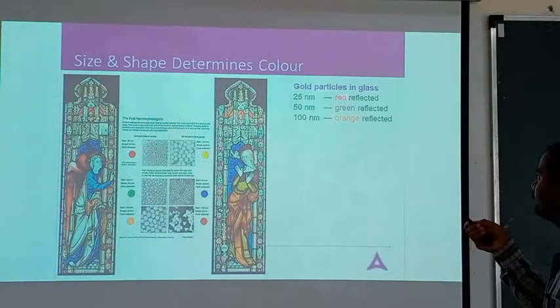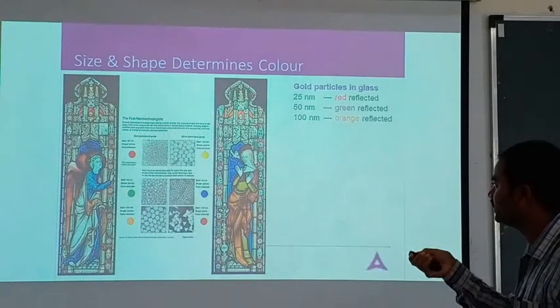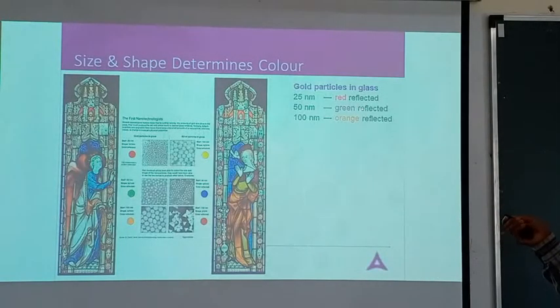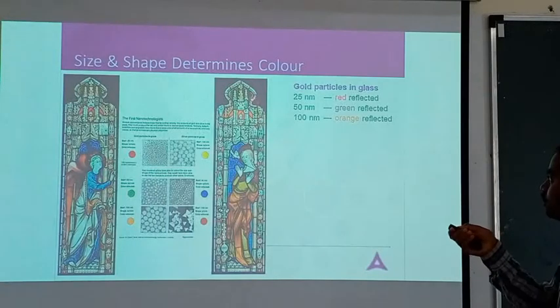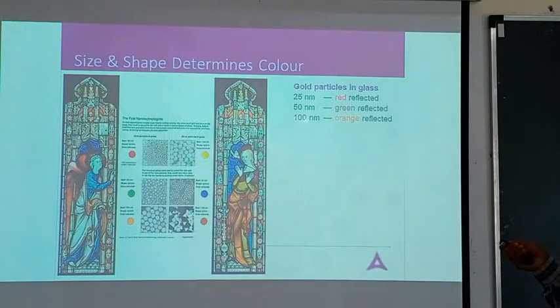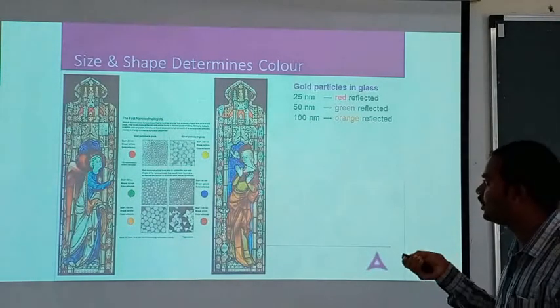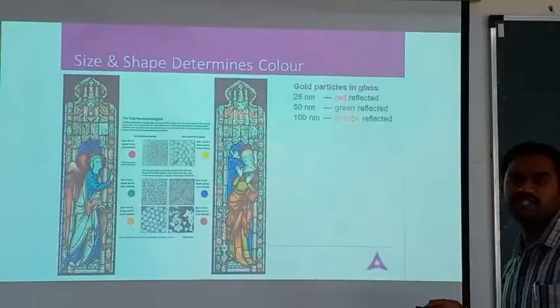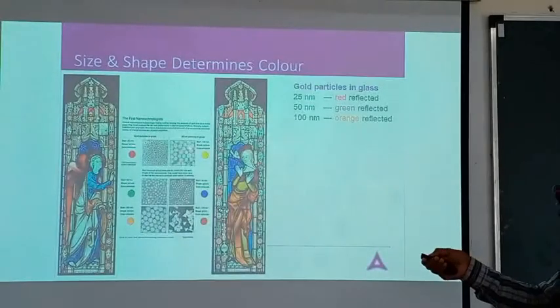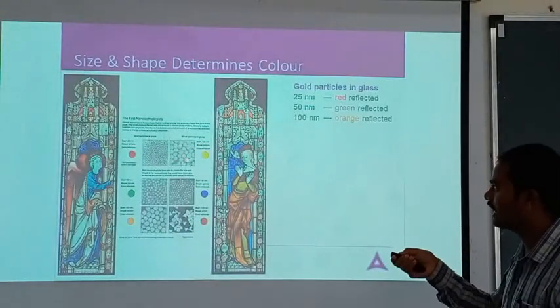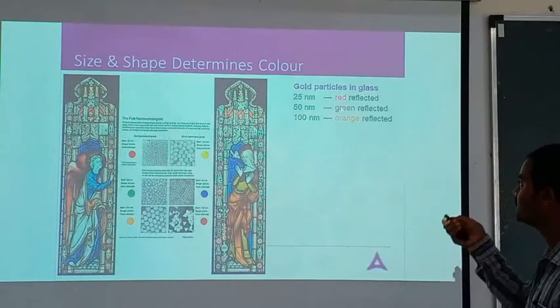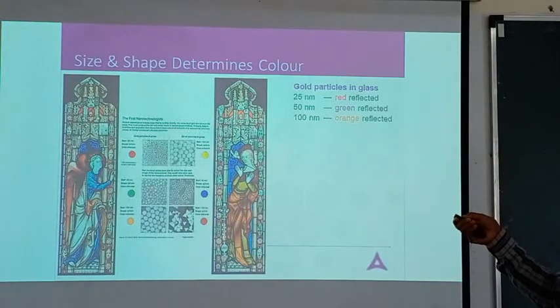Gold nanoparticles of 25 nanometer reflect the red color, so you can find some red colors here. 50 nanometer reflects green, so you can find some greener portion here, and a nanoparticle diameter in the range of 100 nanometer reflects the orange color. So this is not a particular paint; these are the gold nanoparticles they used in ancient times. When you check with an electron microscope like TEM, you will find sizes in the range of 25, 50 and 100 nanometer having different colors.